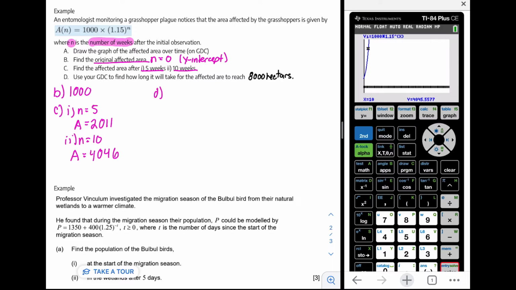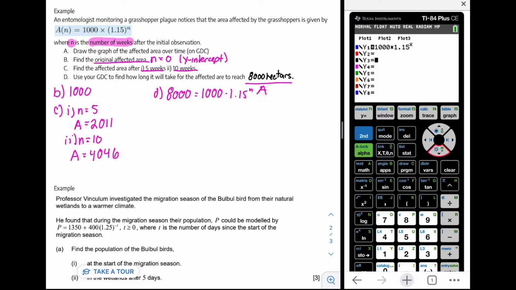Wonderful. Part D. Using your GC, find how long it will take for the affected area to reach 8,000 hectares. 8,000 hectares, this is the value of our area. So in other words, we're asking ourselves, when is 8,000 equal to our function? And we're looking for the value of n. So one way we can do this in the calculator is we can go and insert a new function. My new function being 8,000. And then I can look for the intersection point.